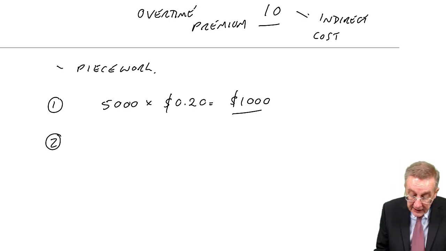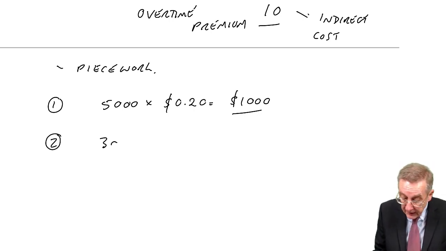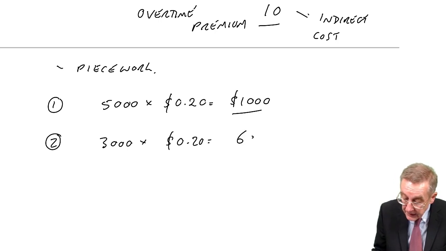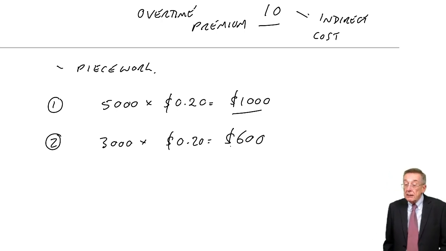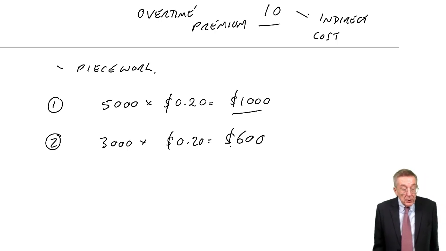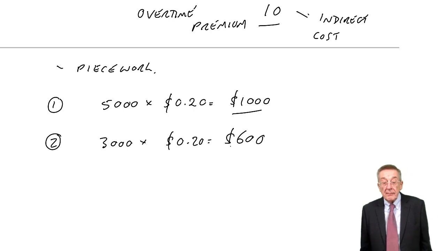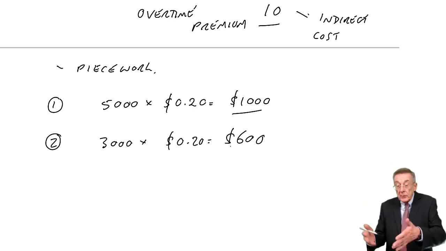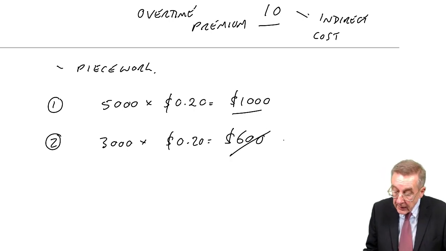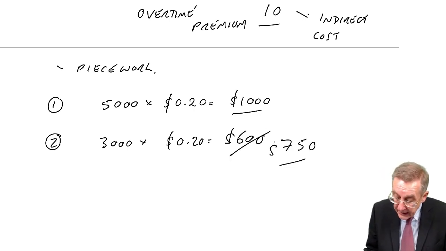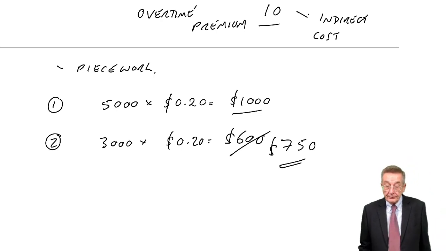In example 2, in week 2, they produced 3,000 units. Well, at 20 cents a unit, that means they're paid 600. And if there was no minimum wage guaranteed, that's how much they'd get. However, this example says they've got a guaranteed minimum of $7.50. Week 1 was irrelevant. 1,000 was more than $7.50, but they've got to be paid at least $7.50. So in week 2, they'll be paid this guaranteed minimum.